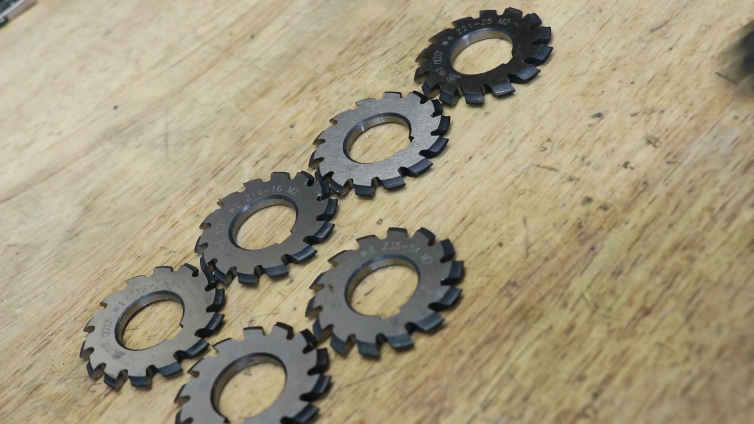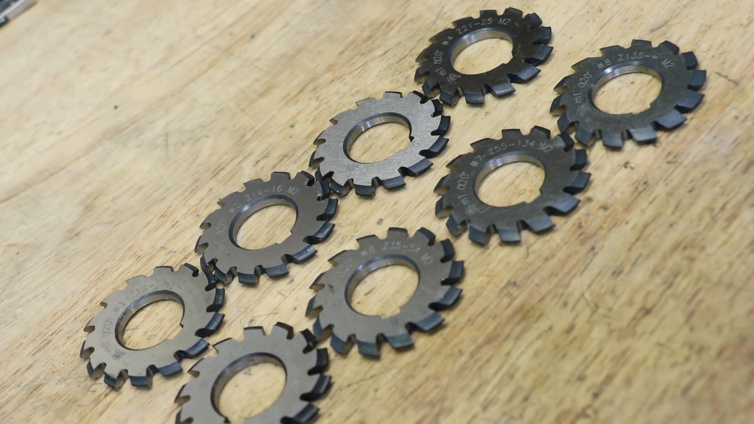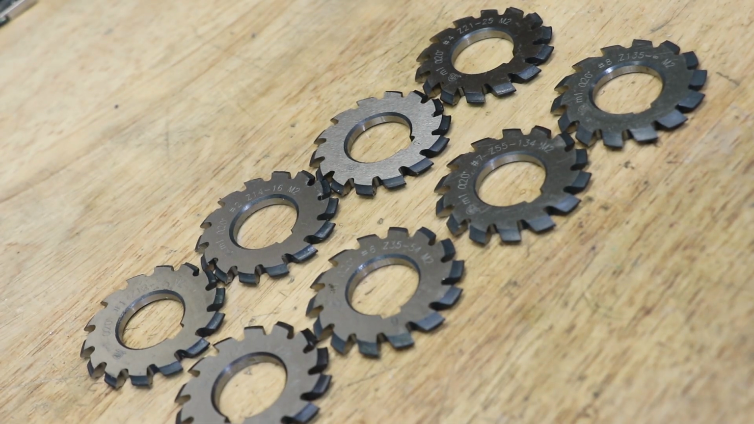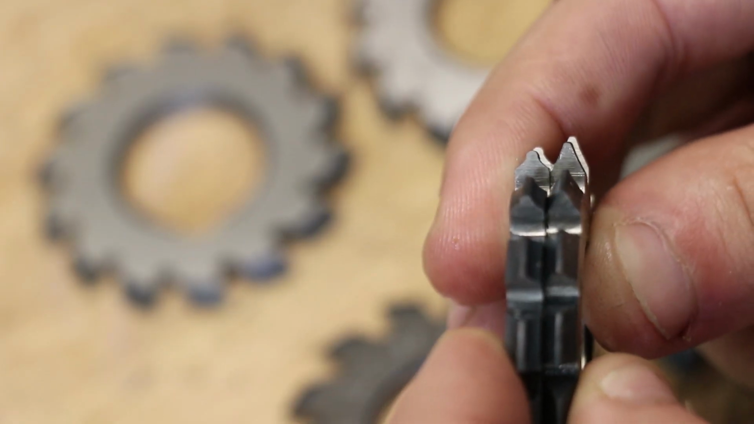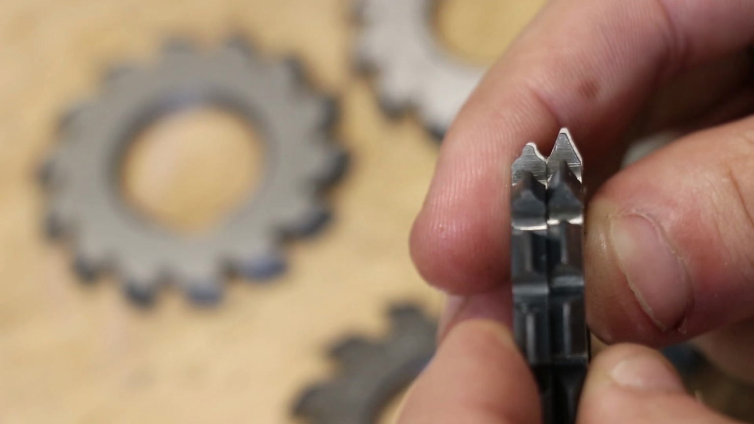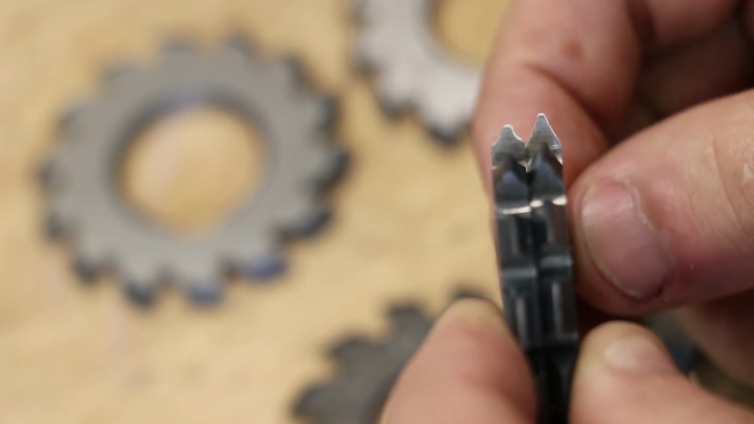With gear cutters like this, there are 8 cutters in a set, and each cutter will cut a range of gears, depending on the tooth count. I've drawn up a comparison in SolidWorks, and you'll notice that the shape of a gear's tooth changes depending on the size of the gear itself. As a result, you'll need to cut a different gear tooth profile depending on how many gear teeth are on the gear that you're making.